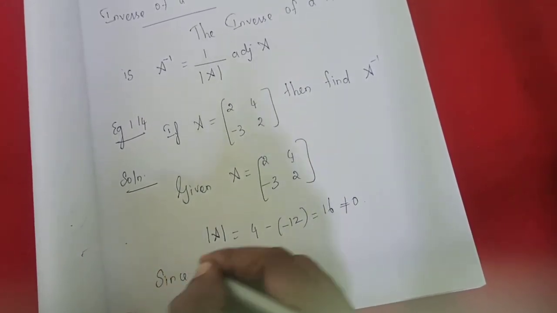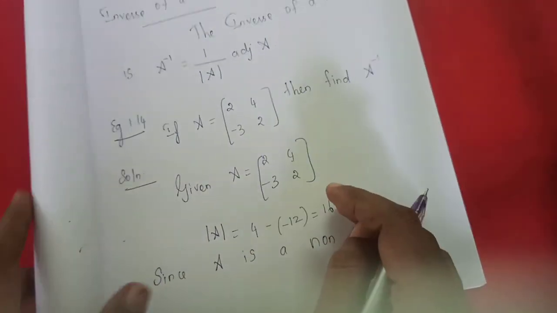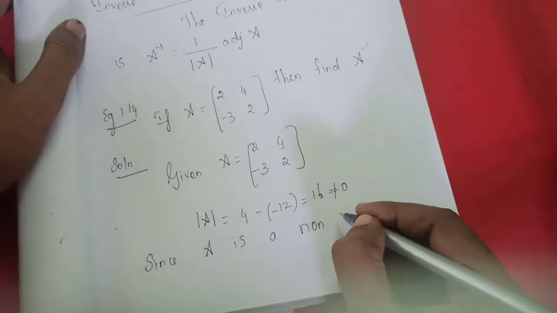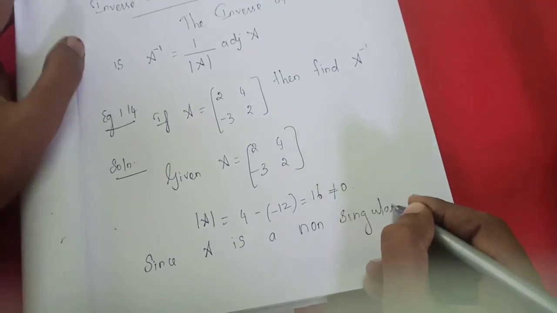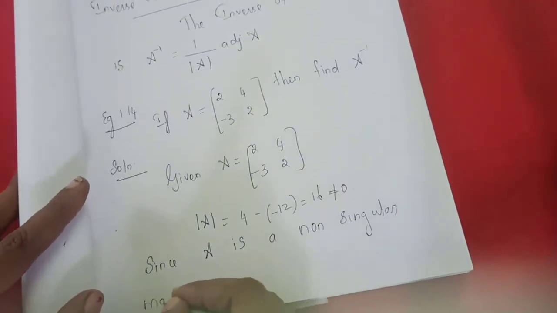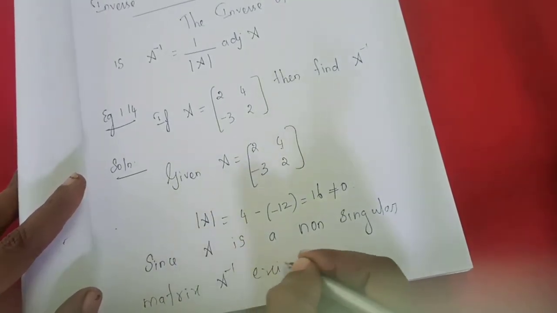So since A is a non-singular matrix, A inverse exists. Okay, so A is non-singular. If it is singular, the determinant is equal to 0, is it right? A is non-singular, therefore the inverse exists.